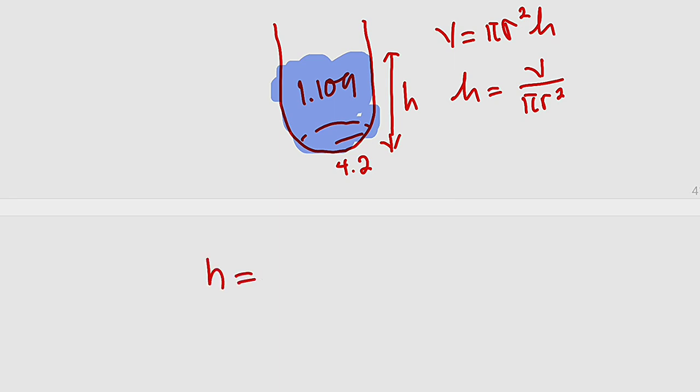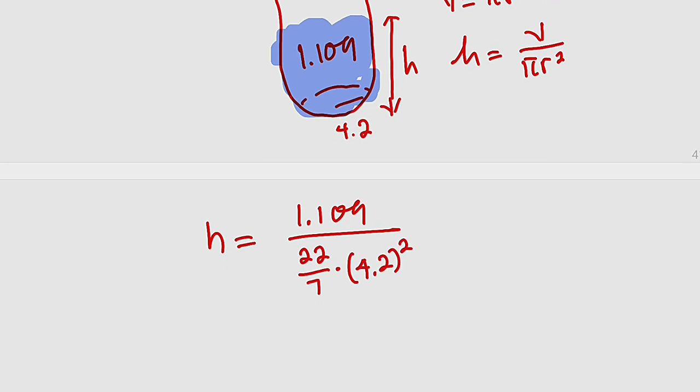We have h equal to the volume is given as 1.109 divided by pi. You know, pi is approximately 3.1415 and so on. But in Nigeria, commonly we use 22 divided by 7. Please use 22 divided by 7 if you are in Nigeria. But if you are outside Nigeria, you can use 3.141. So I will use 22 divided by 7 for pi. Then multiply by the radius squared, which is 4.2 squared.